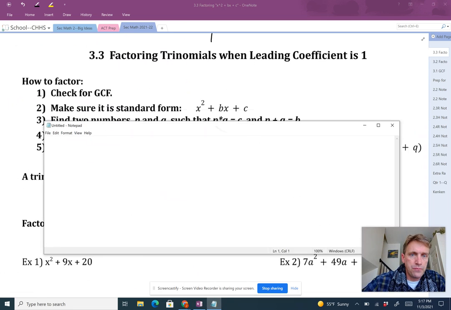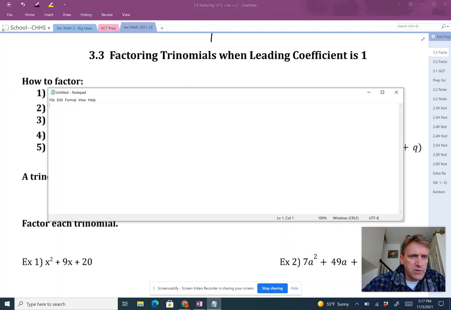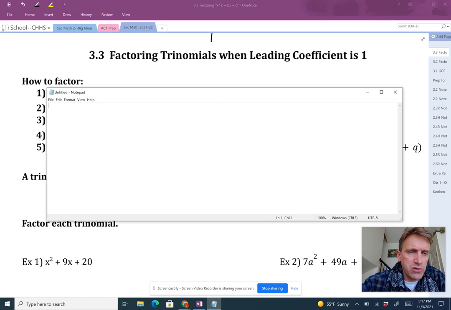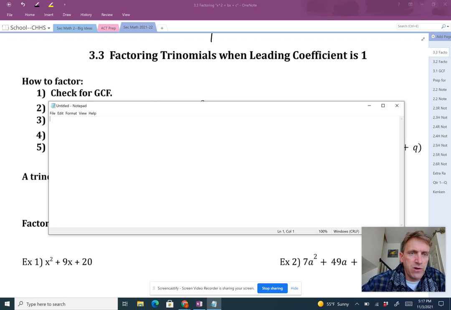First off, where it says how to factor on your notebook, please number from 1 through 5. Leave some space in between them so that you can write. Your first thing you need to do is check for a greatest common factor. You want to see whether or not you can factor out any common factor, the greatest common factor. We've talked about that in prior lessons. Please refer to that if you don't understand how to factor a greatest common factor.